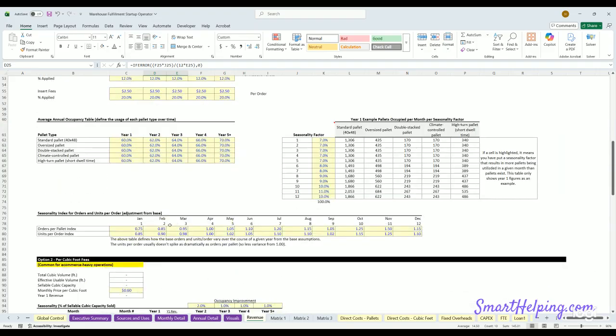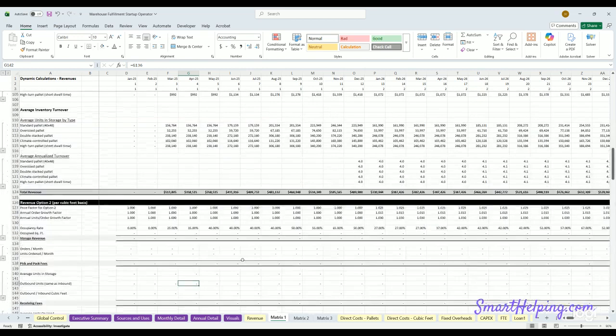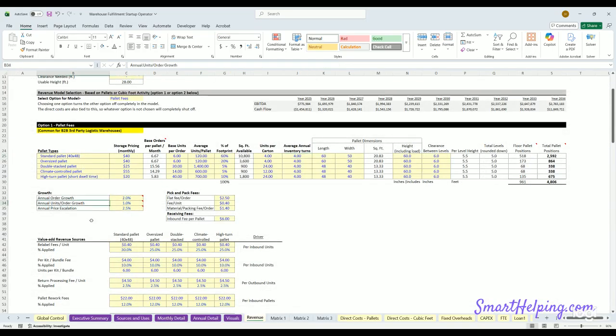Now, if I put 1 for each of these, that's fine too. It just means that your base for these is going to be the whole year. And in that case, you can see our inventory turns are 4. If we go to our matrix 1 here, you can see inventory turns are 4, which we calculate dynamically as a check.